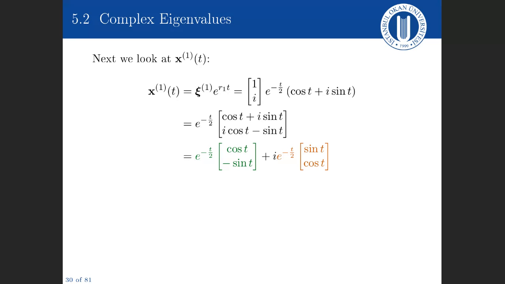And I can do that like this. The real terms are e to the power minus t over 2, (cos t minus sin t, cos t). And the imaginary terms are e to the power minus t over 2, (sin t, cos t). These are the two functions that we want. The green function will be called u, and the orange function will be called v.